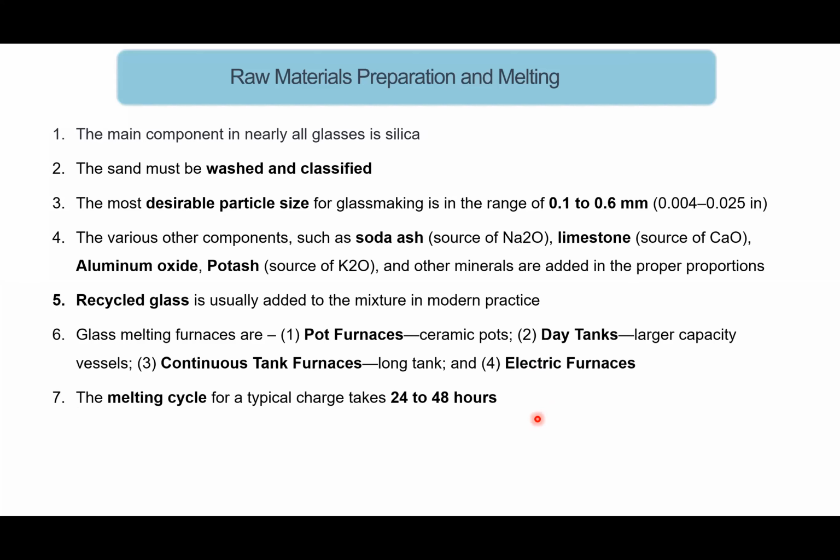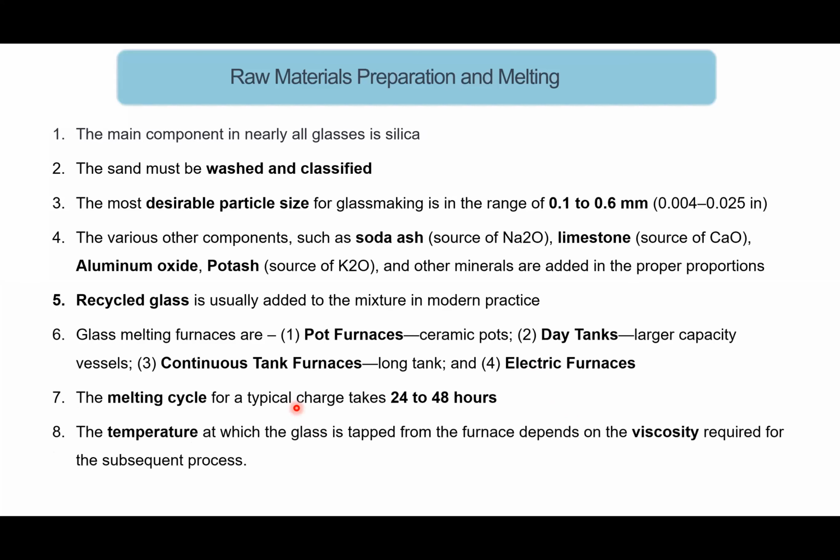The melting cycle of a typical charge takes 24 to 48 hours. Charge means the mixture of soda ash, limestone, aluminum oxide, potash. This mixture in proper proportion is called the charge. For a typical charge, it takes almost 24 to 48 hours for melting.